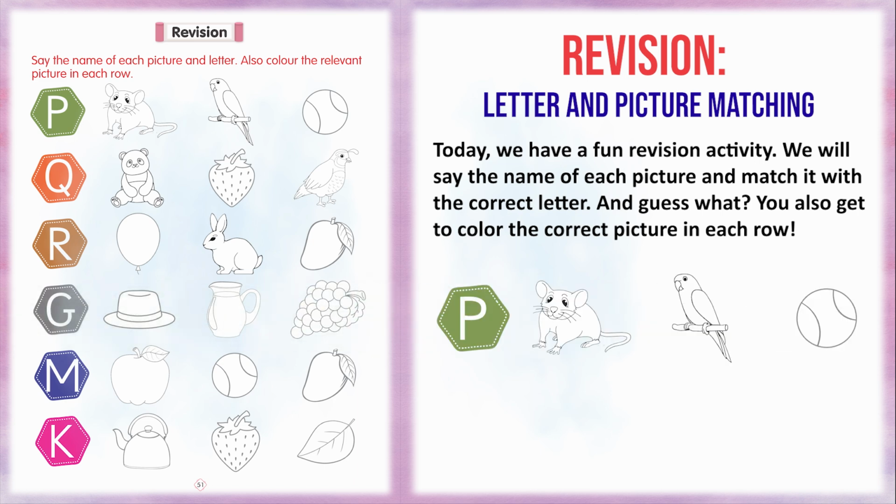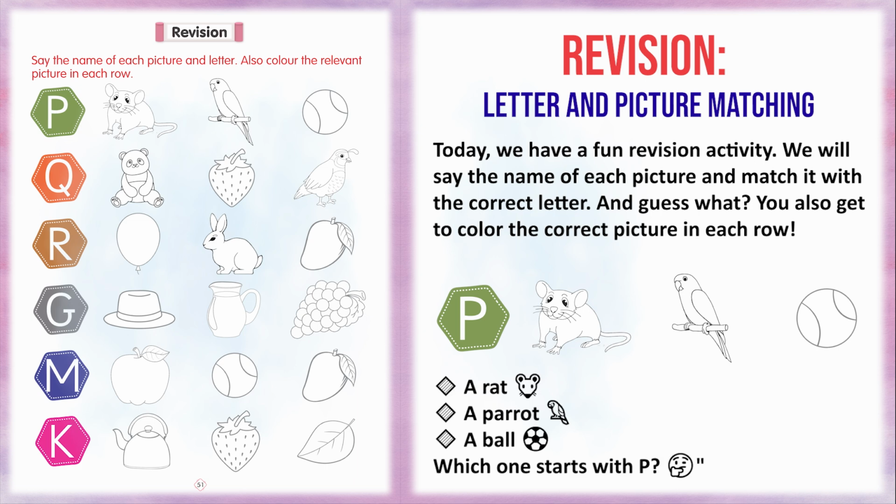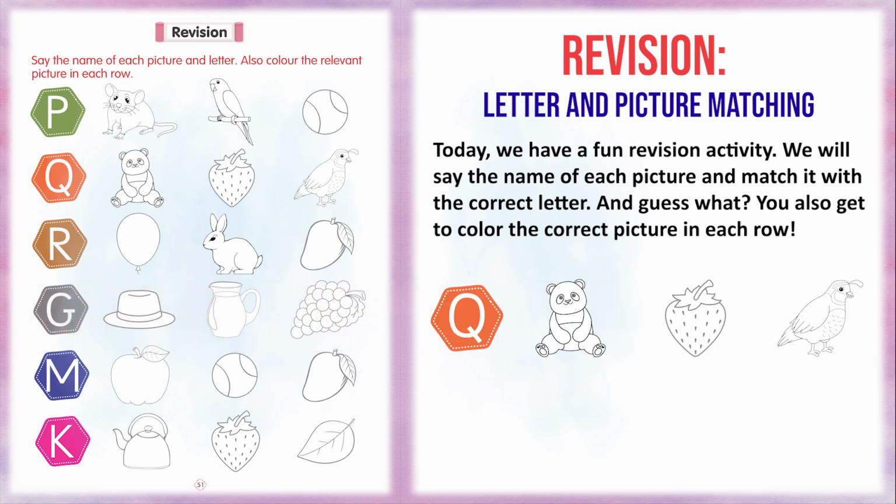First row, letter P. The letter in this row is P. P says P. Now let's look at the pictures. A rat, a parrot, a ball. Which one starts with P? Correct answer. Parrot. P for parrot. Now color the parrot.